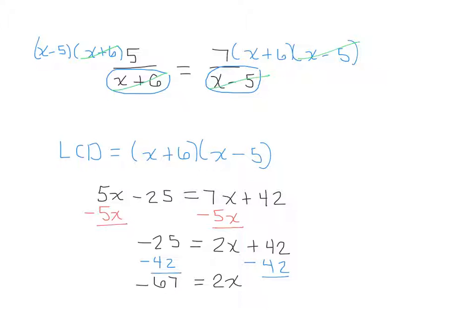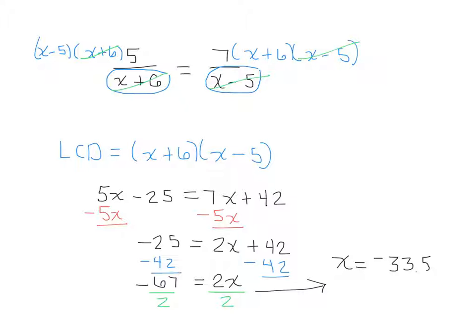And then the only thing left that's being done to the x is that it is being multiplied by 2. So we undo multiplication with division. And we find that x is equal to negative 67 halves, which is negative 33.5.